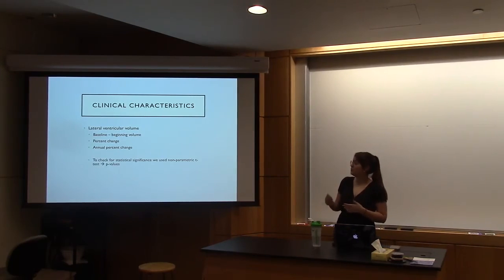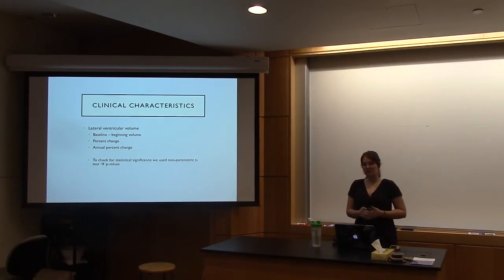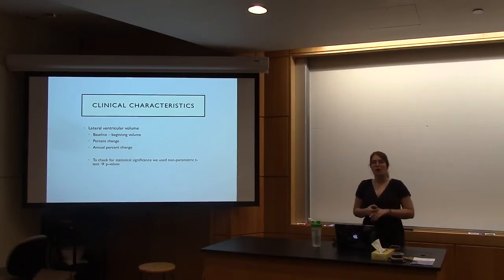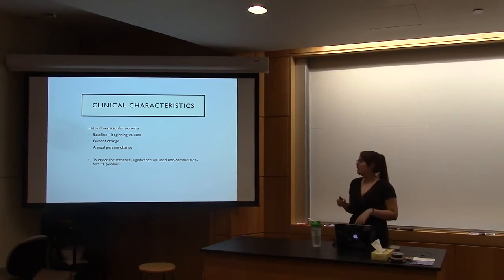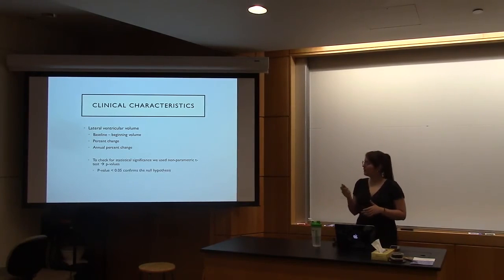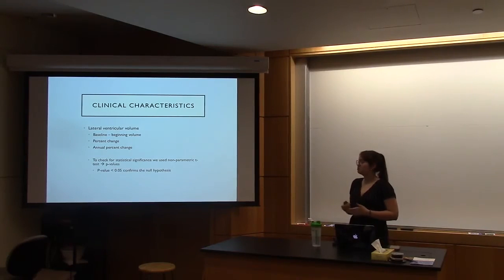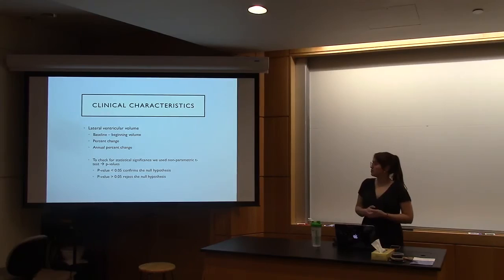So what I was doing, I was checking for statistical significance using non-parametric t-tests because it was really impossible to normalize the data. So I was looking at p-values, and basically if I got a p-value that was smaller than 0.05, I rejected my null hypothesis, so there was a difference, so I could make a conclusion from that. Or if the p-value is larger than 0.05, I failed to reject that null hypothesis.